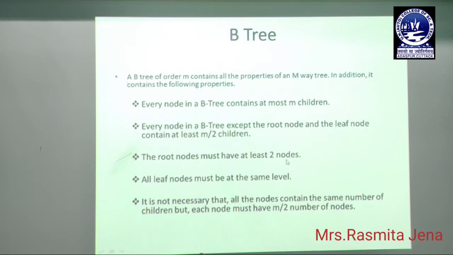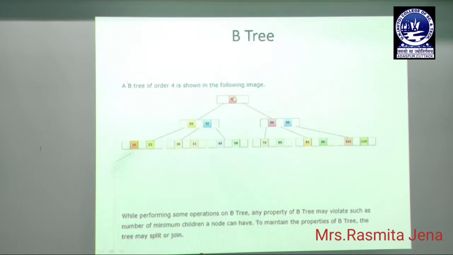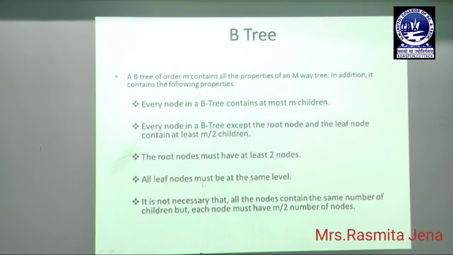Let us see the third. The root node must have at least 2 children. You can see this is the root node and it has two children, one is the left node and one is the right node. The third condition is also satisfied. Let us see the fourth condition: all the leaf nodes must be at the same level.